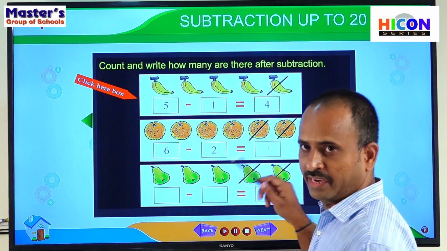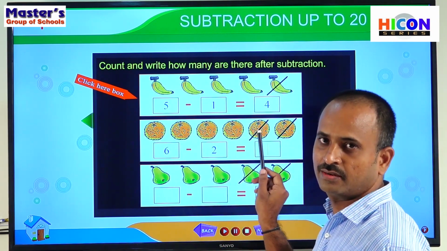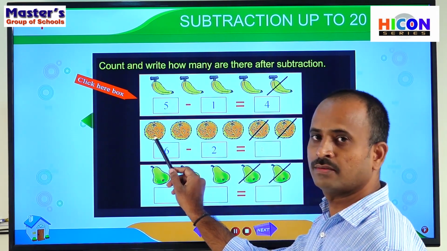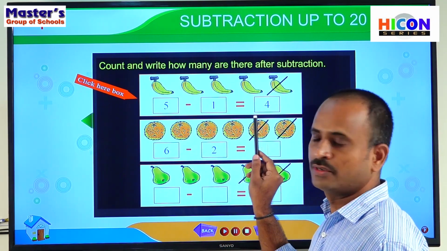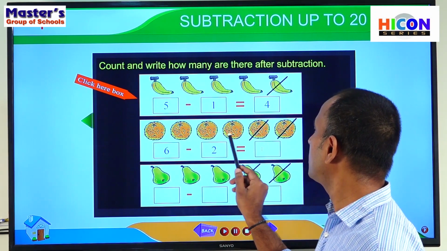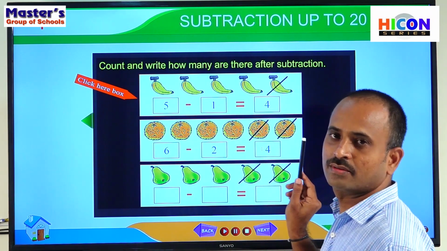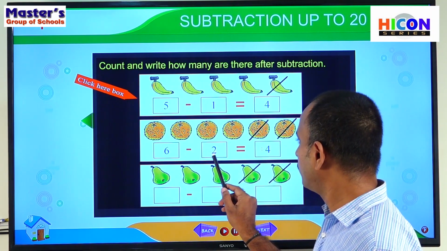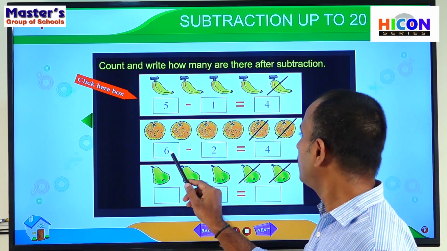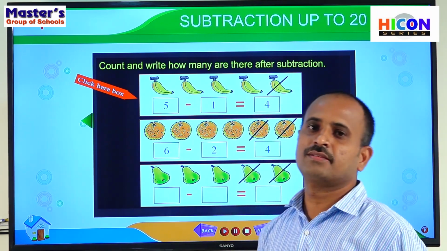Next, after taken away, that means after strike off, how many oranges are left here? So 1, 2, 3, 4. So total 4 oranges are left after subtraction. So write 4 in this box. So this 4 is called difference. So if you subtract 2 from 6, the answer is 4 and this answer 4 is called difference.